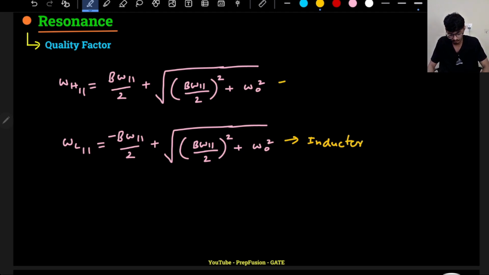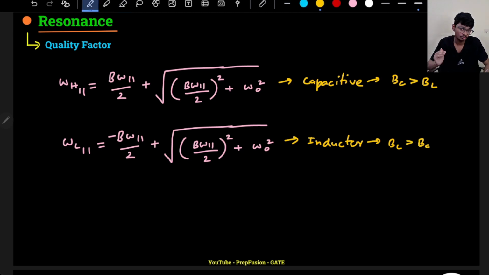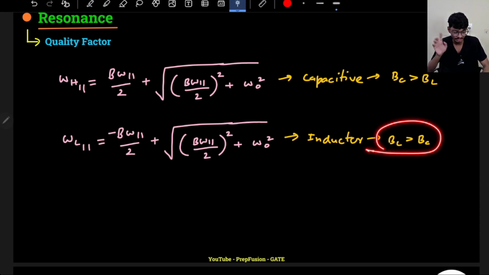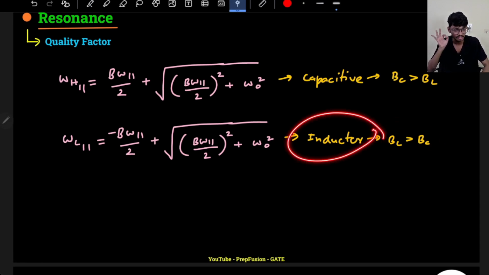And for omega greater than omega naught, it will behave as a capacitive circuit, because then the capacitive susceptance will be higher. Why? Because BC will be greater than BL here, and there BL will be greater than BC. Whose susceptance is more, the current will flow. Or opposite, you can understand that the capacitive reactance will be more here, so less current will flow through the capacitor and more current will flow through the inductor.